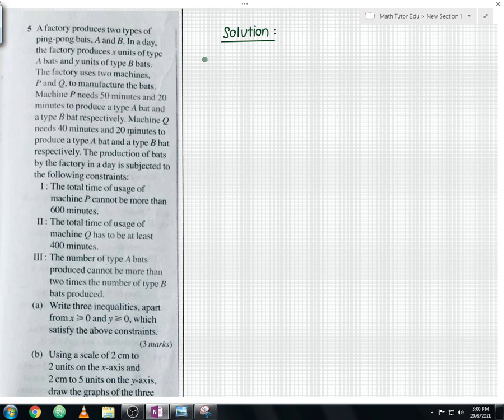Now I'll be discussing Form 5 Additional Mathematics, Chapter 7 Linear Programming, Long Question Example 2.